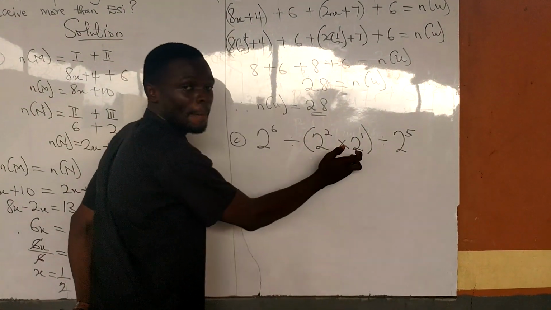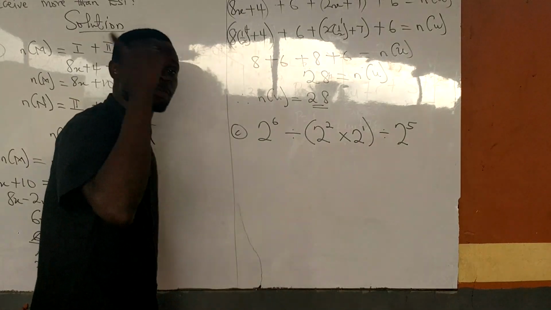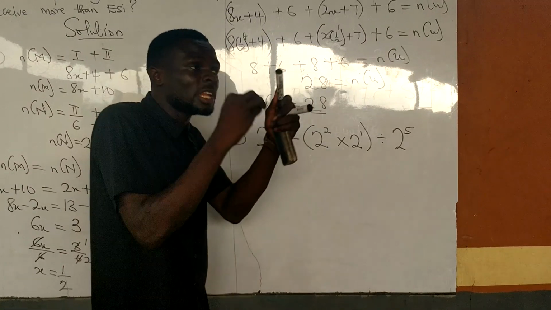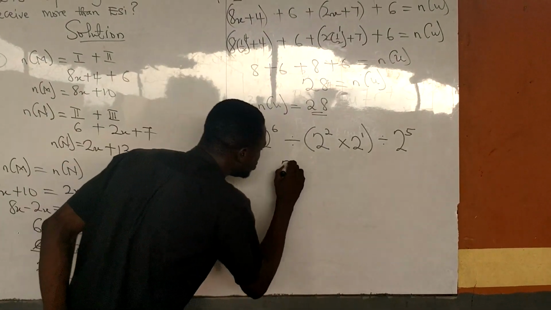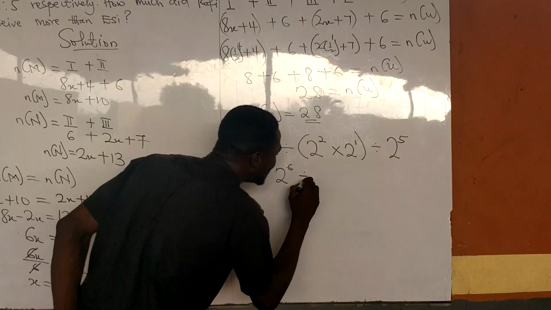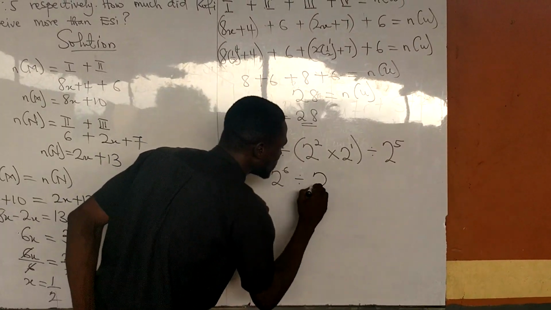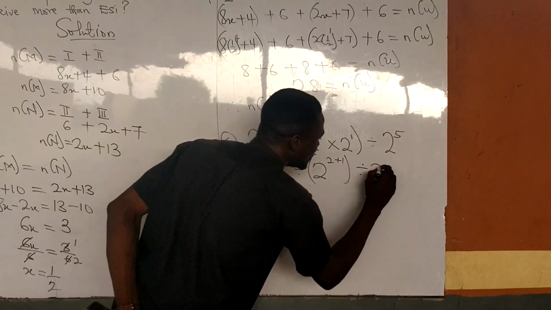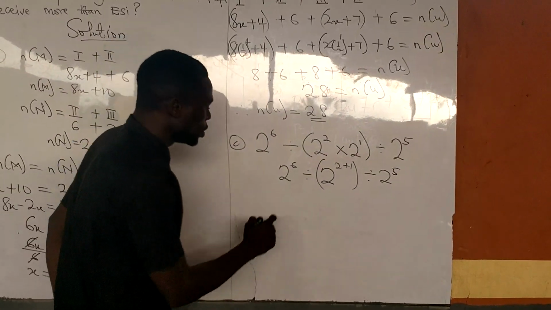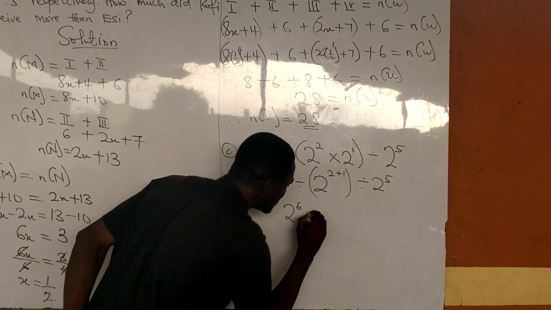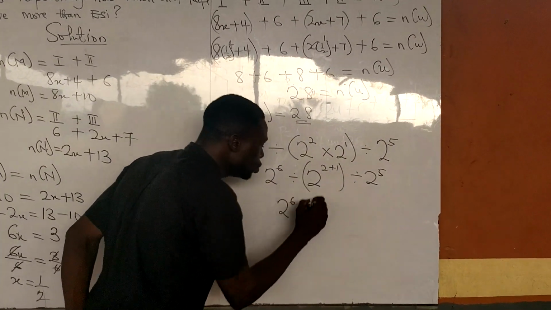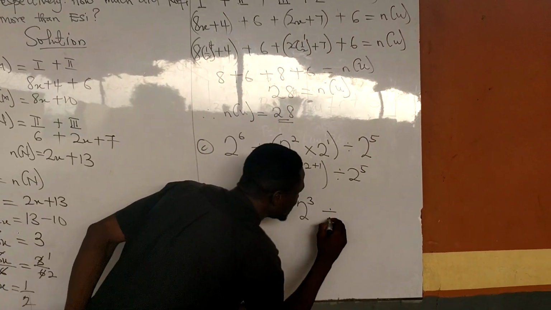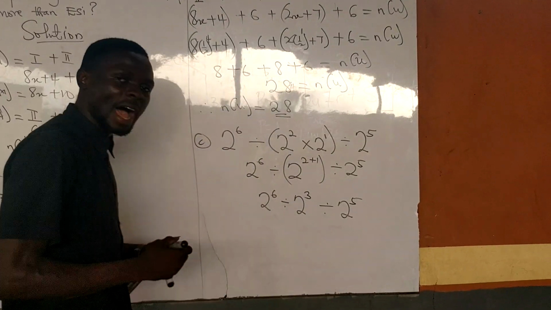We are multiplying and the bases are the same. That's the first law of indices. If you are multiplying and the bases are the same, you put the powers together, that is, you add the powers. So this is going to give me 2 raised to the power 6 divided by 2 raised to the power 2 plus 1, which gives us 3, then divided by 2 raised to the power 5.